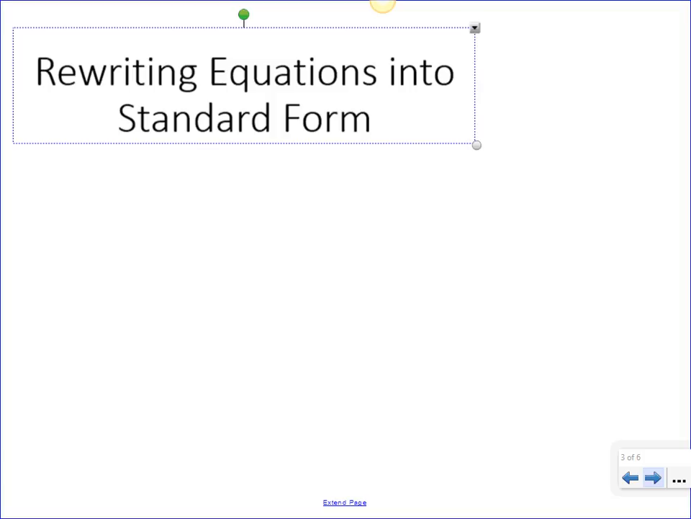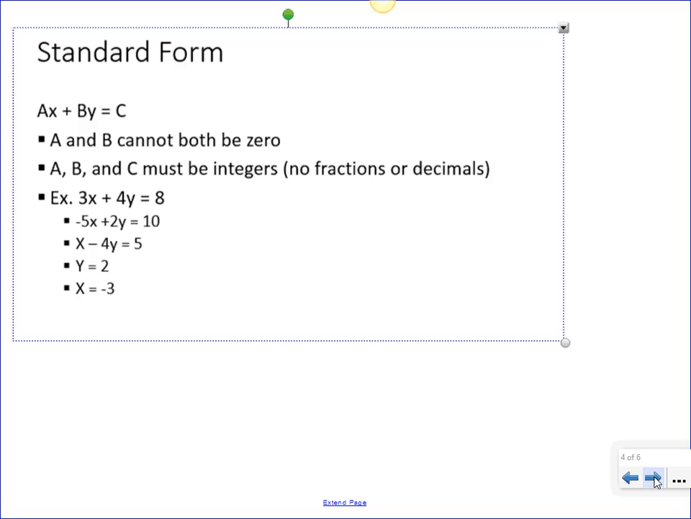So the first thing you notice on that note sheet is what standard form is again. Standard form is ax plus by is equal to c. We know that a and b cannot both be zeros. The a, b, and c must be integers, which means no fractions or decimals. So what we're going to be doing today is getting things into standard form, which means the x's and y's are on the same side.